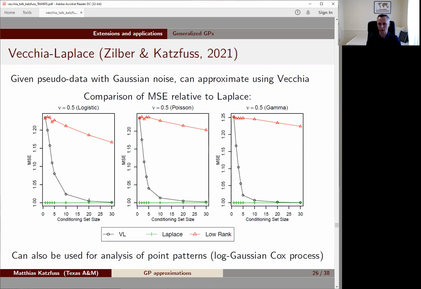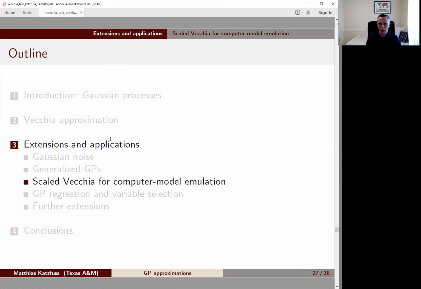This is the Vecchia Laplace approximation relative to, say, a low-rank approximation of the Gaussian process using that same Laplace approximation on top of it. Let me talk instead a little bit more detail about some more recent work that we've done where we've tried to apply Vecchia for computer model emulation.